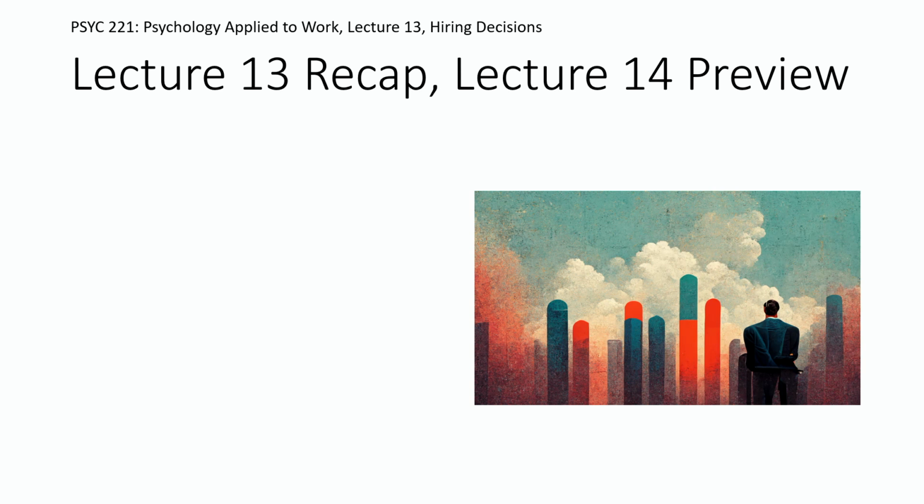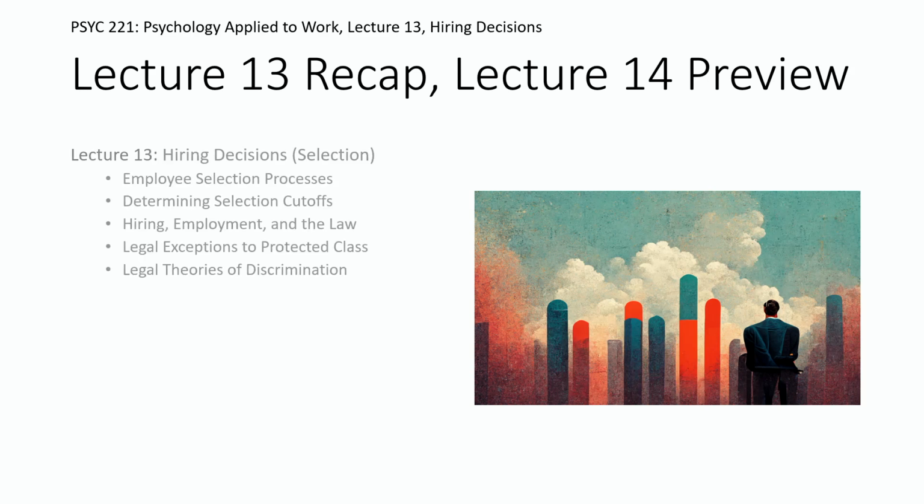All right, look at that. 25 minutes for the nuts and bolts of that lecture. So let's recap. We went through hiring decisions and we talked about the employee selection process. We talked about selection, selection ratios, and cutoff scores, and then we talked about hiring and the law, and other employment decisions and the law as it pertains to protected classes, and then some of the legal exceptions to protected class status, the legal theories, and the 80% rule.